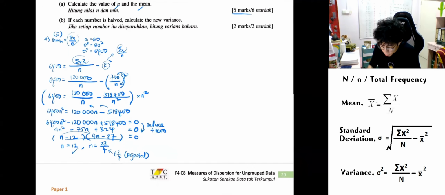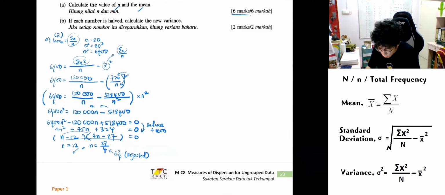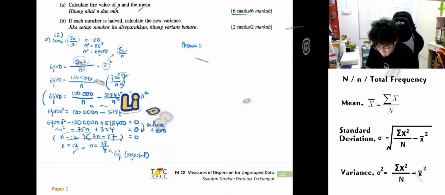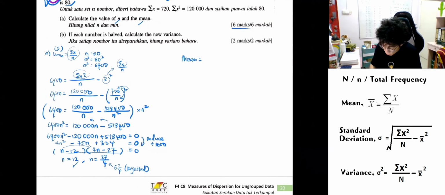Then we get the answer already, and now I want to get the mean answer. So the mean answer equals what? You get 720 divided by 12. 720 divided by 12, you will get your answer at 60. So that's your answer. The n answer is done already, the mean answer is done already.